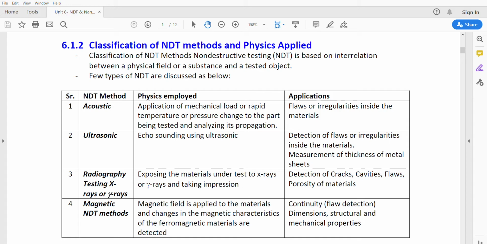So many NDT methods are there: acoustic testing method, ultrasonic testing method, radiography testing, that is the X-ray method, and magnetic NDT methods. These are all different types of testing methods. In that, we will see the acoustic method first.